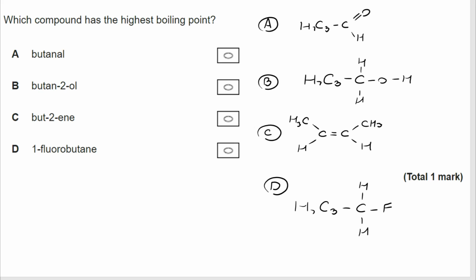the aldehyde. And whenever there's a question about highest boiling point, you're almost certainly going to be comparing intermolecular forces against each other. And in this case, we have got hydrogen bonding evident in the alcohol, and we don't have hydrogen bonding in any of the others. C is only van der Waals forces. A and D have permanent dipole, permanent dipole. So for that reason, the correct answer is B.